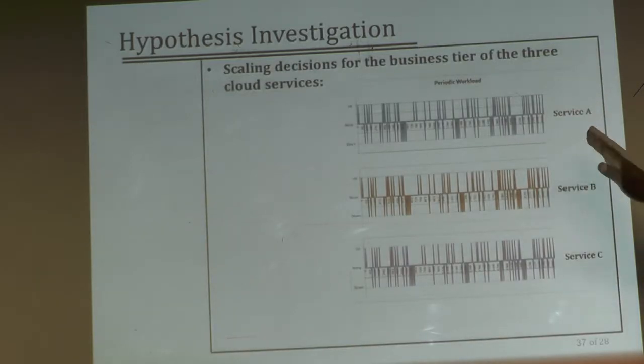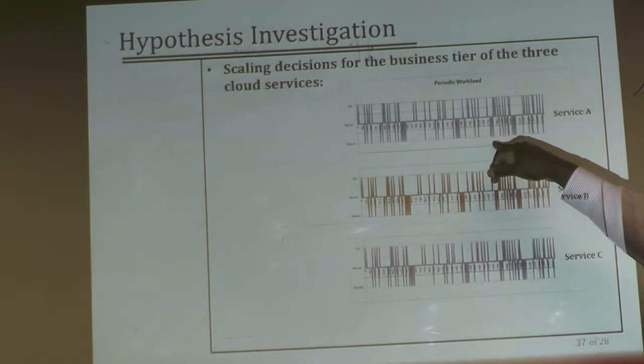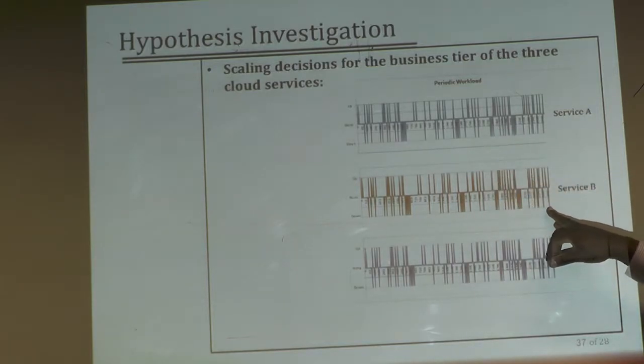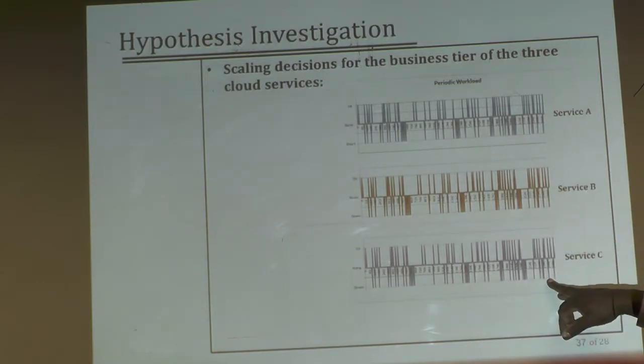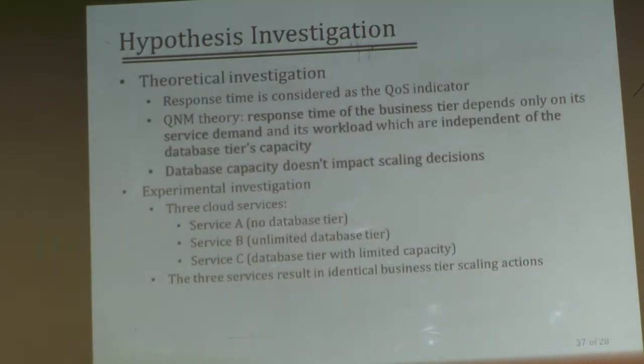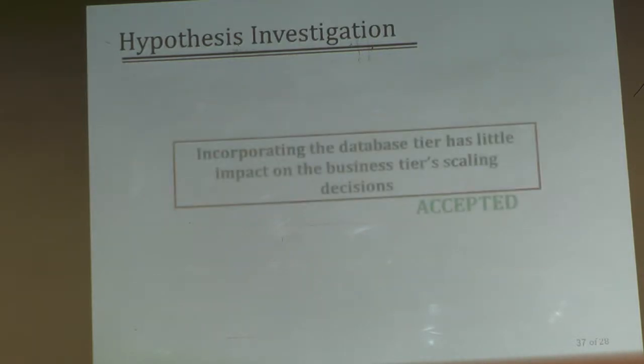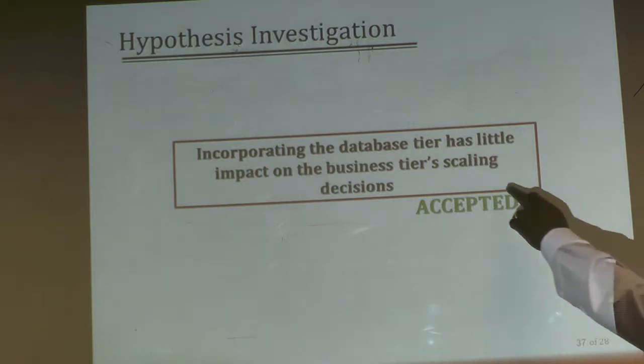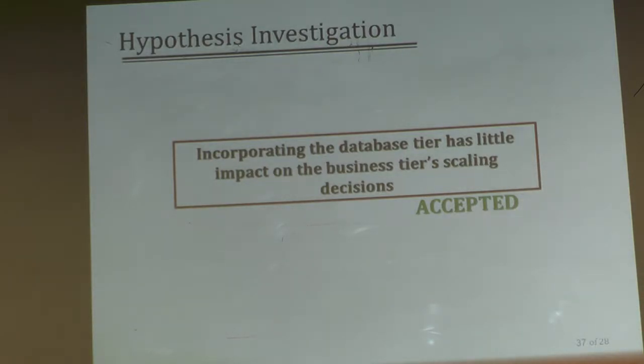As you can see, service A with no database layer makes the same scaling decision as service B with unlimited database layer, and the same scaling decision as service C with limited database layer. Okay? And that's good because we have proven that our assumption to start with actually works for us, and then we can accept our hypothesis. Incorporating a database tier has little impact on the business scaling, so we can accept that hypothesis.